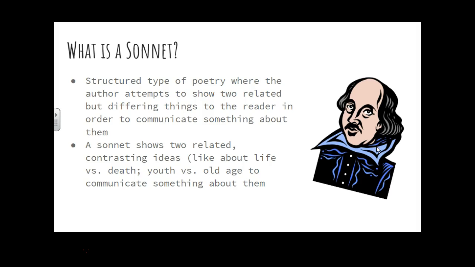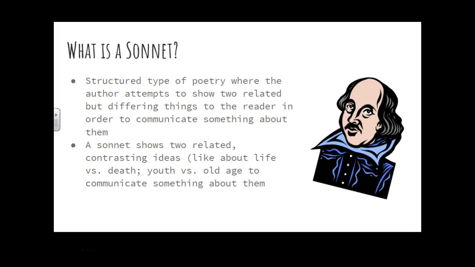So, it's a structured type of poetry where the author attempts to show two related but differing things to the reader in order to communicate something about them. So what this means is there's typically two things at stake that they're discussing. It's almost like a metaphor. You know how in a metaphor you compare two things that are not similar but somehow make sense? Like a person and a rose, or what was that example you gave last week? The wind howling and a wolf. Okay, those are not related whatsoever, but they're comparing them to show you something. A sonnet does that. There's two ideas being compared, whether it's love and death or something like that. It's trying to showcase an idea.